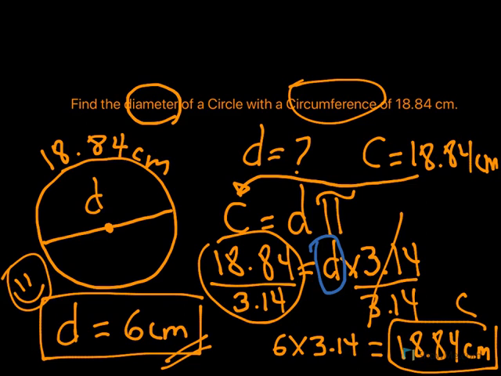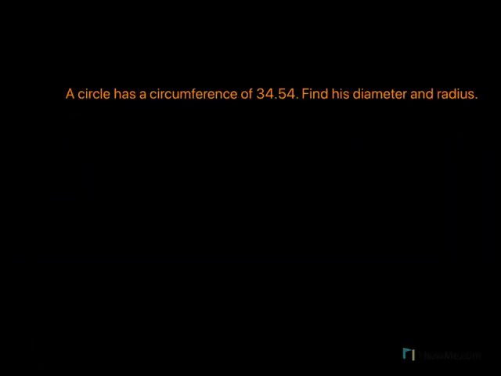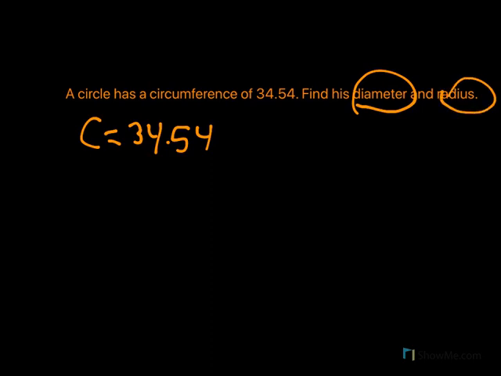Now let's see another example, pretty similar. A circle has a circumference of 34.54. So now my C is 34.54, and they're asking me to find its diameter and the radius. So I'm going to find two things, D and R. I don't know how much each of them is. So once again, let's use the formula.